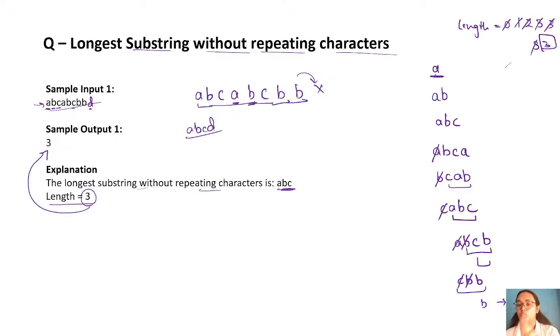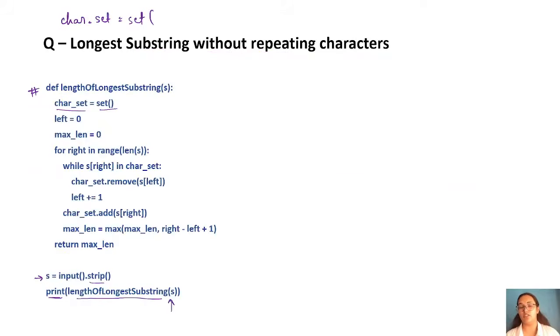There's one more thing I want to explain: the concept I explained here is the sliding window concept. In sliding window, we will have two pointers, left and right, to make our window variable, because the window will be of variable size.